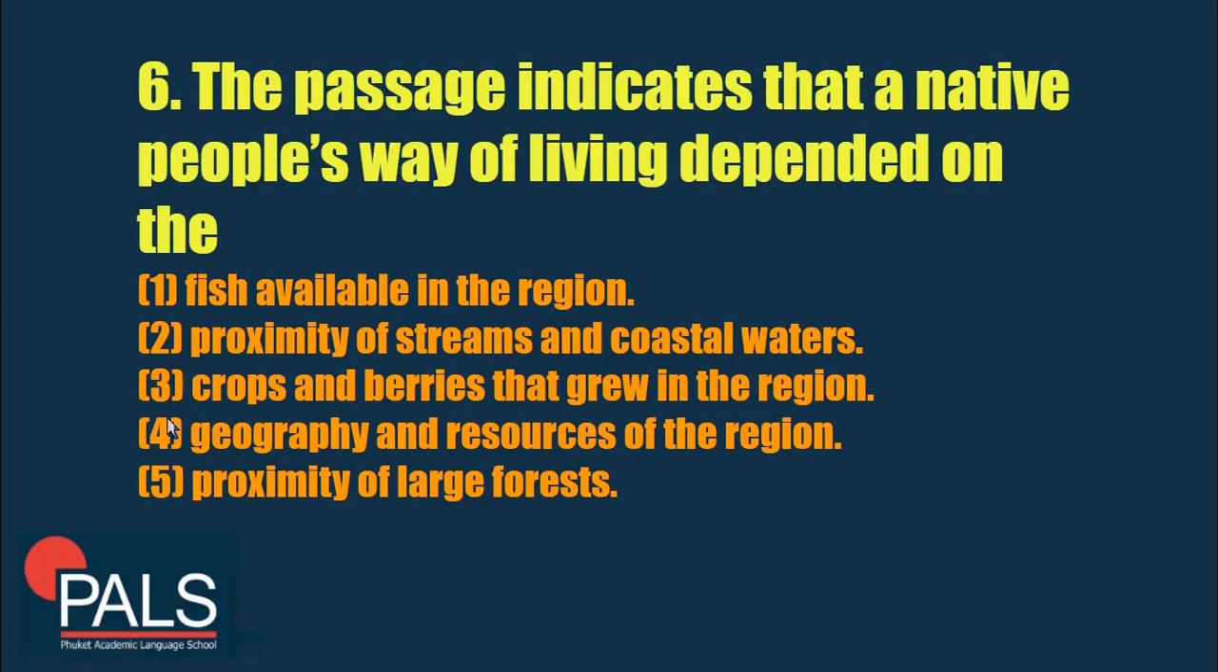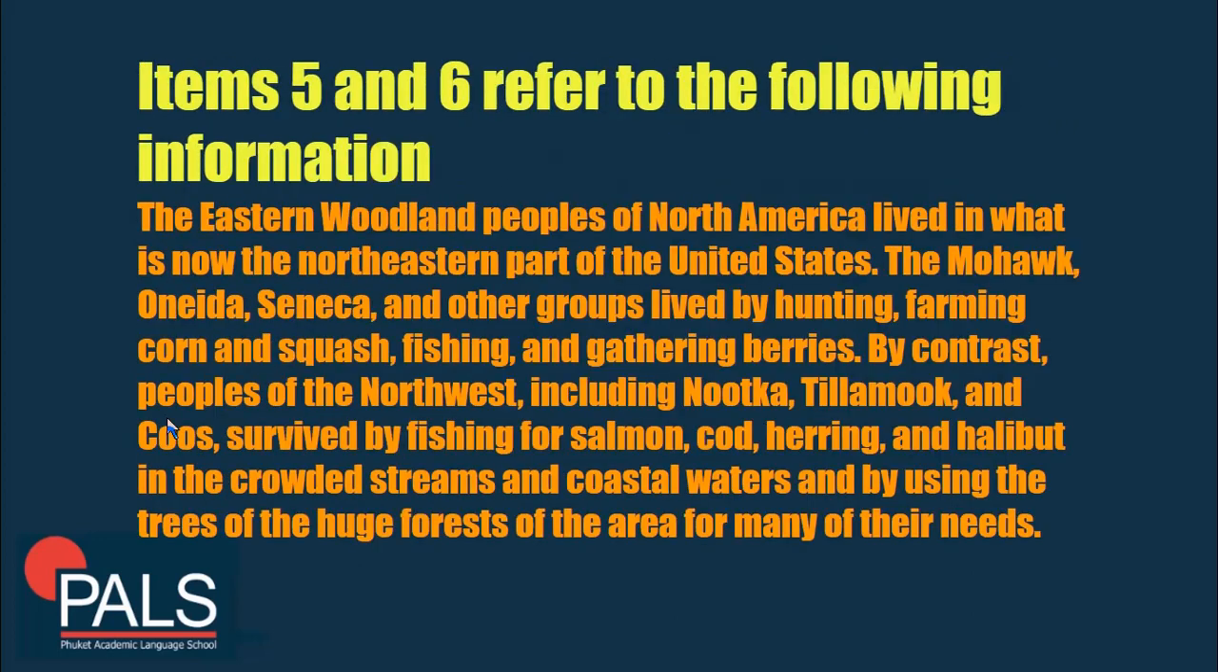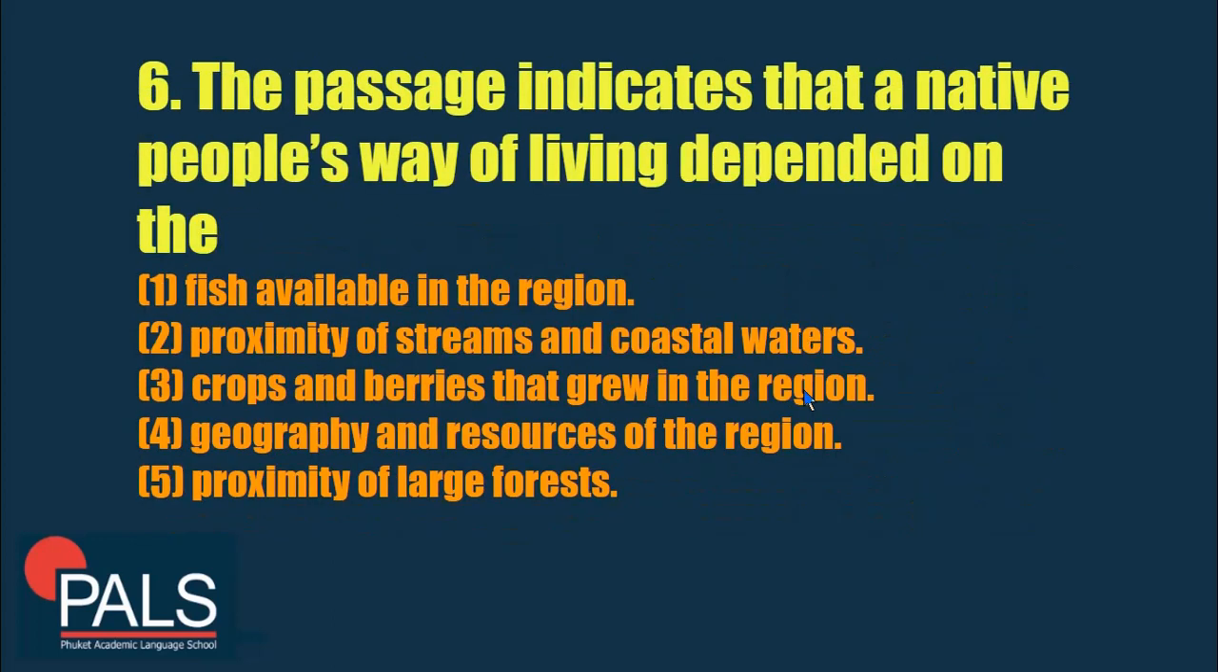In the passage, it shows that native peoples in both areas of the country relied on locally available game and plants, such as fish and berries, for food, and on geographic characteristics, such as forests, for their needs. All right. So basically, this sums up. That's why we chose number 4.